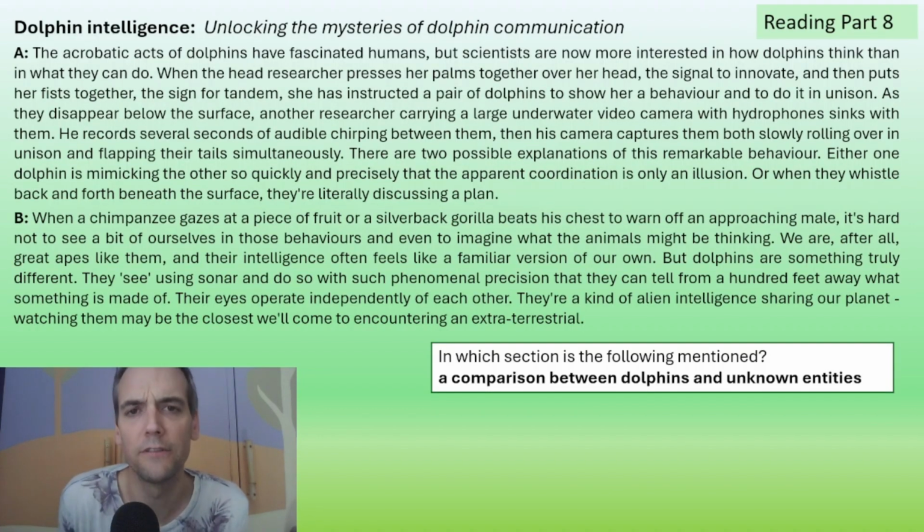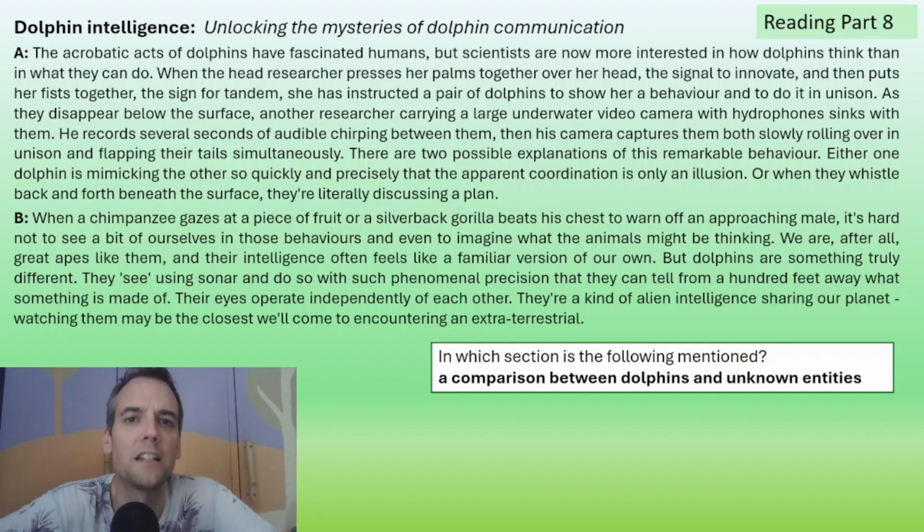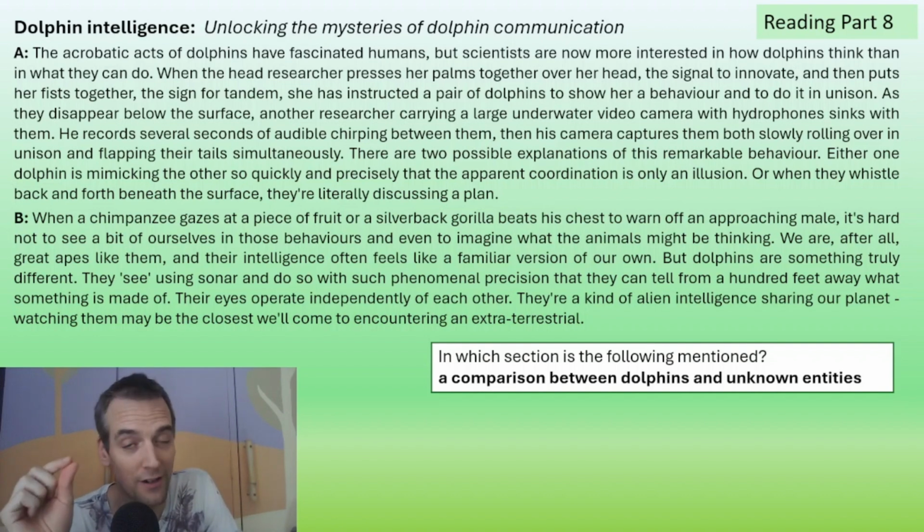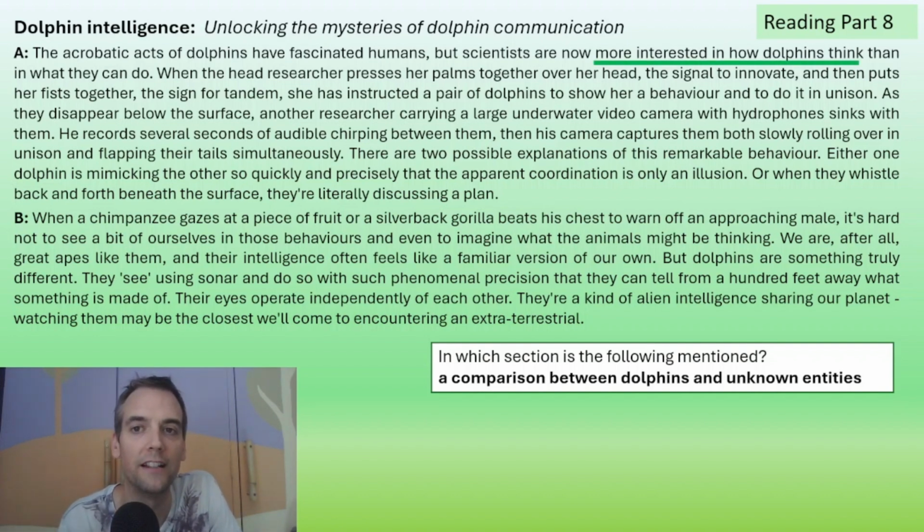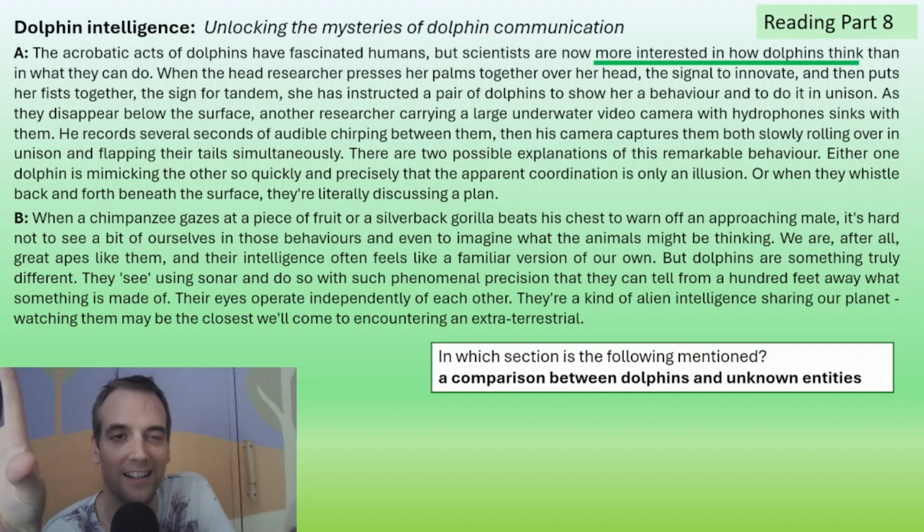We have got a C1 Reading Part 8 here about the mysteries of dolphin communication. I'm only giving you 2 of the texts because this is our little practice activity. And one question. The question is, in which section, A or B, 50-50, you could just guess now, in which section is a comparison between dolphins and unknown entities mentioned? So to answer this question, you are going to be reading, thinking about your key ideas. So first thing is, let's do it properly. Let's read the 2 texts and think of key ideas.